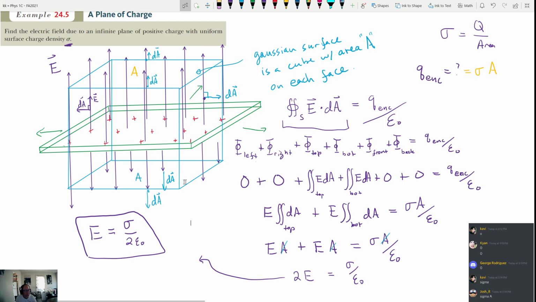The flux on the bottom is going to be E times A, right? And then you could say, how much charge is enclosed? Well, that's sigma A. So in reality, you could really skip from this first line all the way to this last line, and then do one more step of algebra to get to the answer.